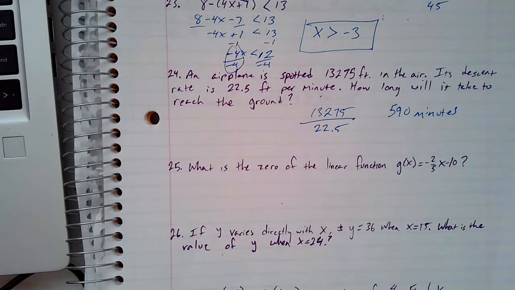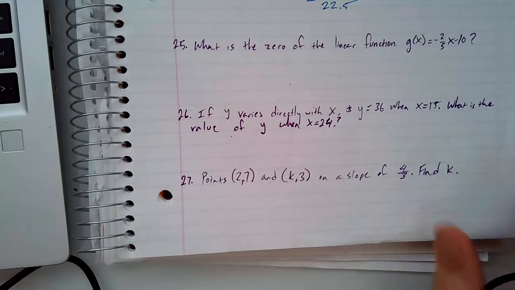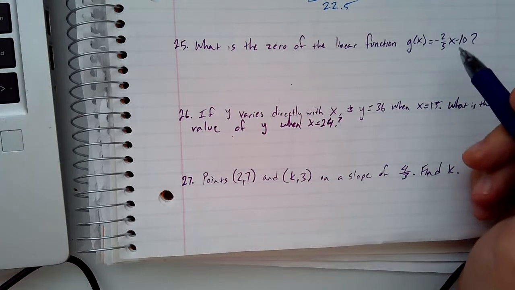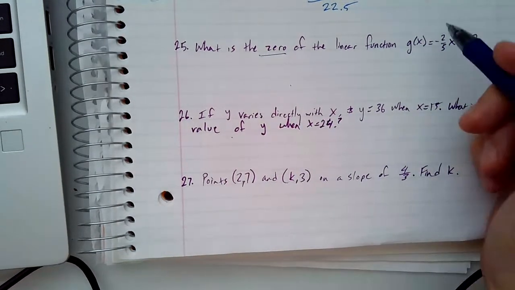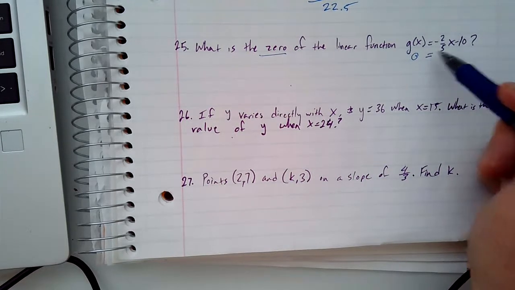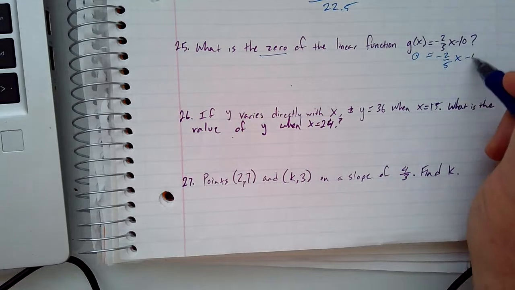All right. 25. What is the zero of the function? What does the zero mean? The zero is when y is equal to 0, right? So if we know what is the zero of the linear function, we want to know when y is equal to 0. So 0 is equal to negative 2/5 x minus 10.